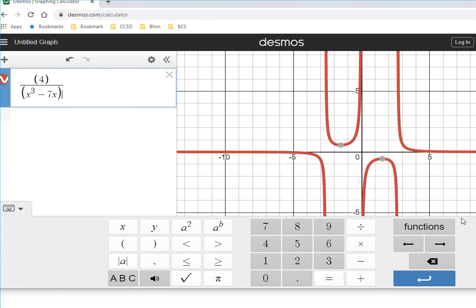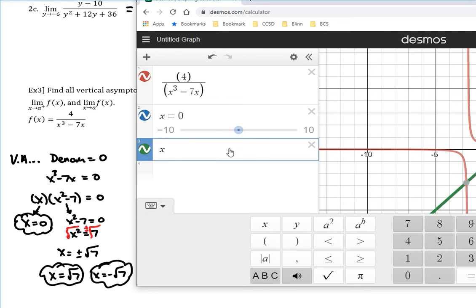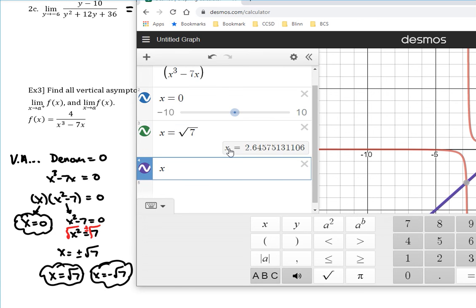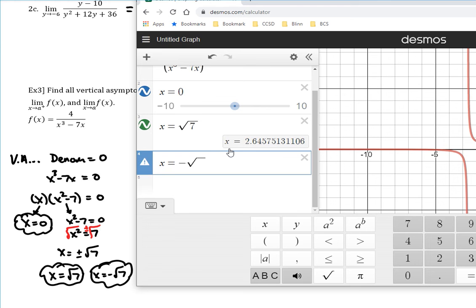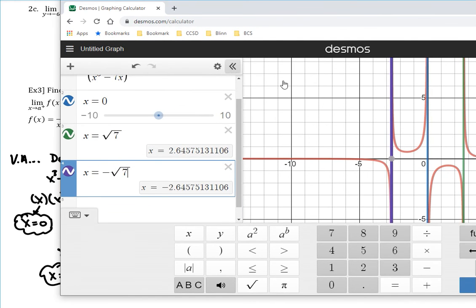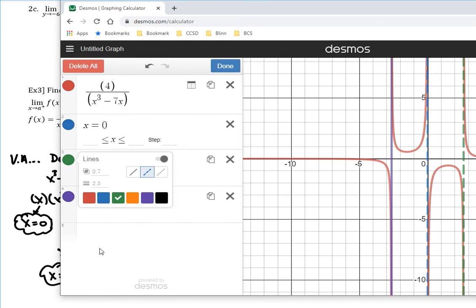Okay, so let's go ahead and plug. So here we can see that there's 3, but our math also shows them. So let's go ahead and get them all in. So we have x equals 0. We have x equals square root of 7. And we have x equals negative square root of 7. Okay, so there they all are. And then let me just change them to dash lines just because I want to.